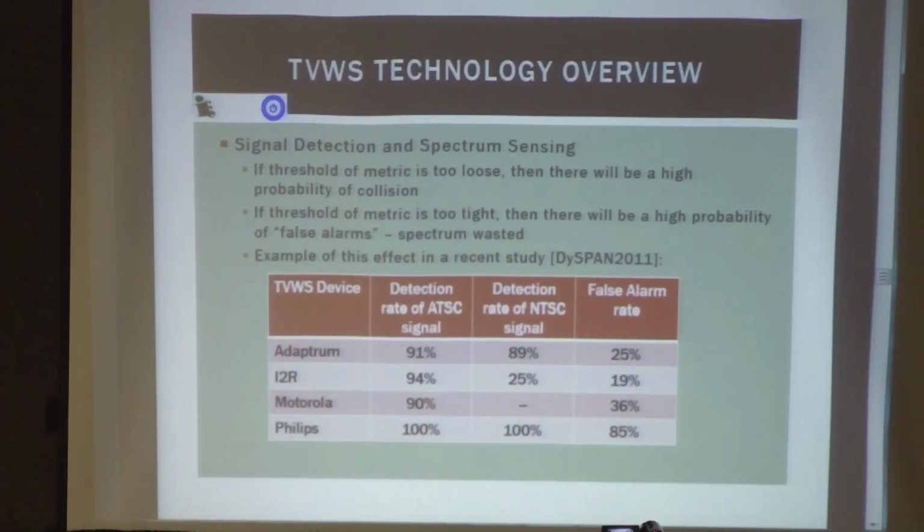False alarm means that there was no TV transmission there, and for some reason the device thought there was a TV signal there. So this example shows you that there's still a lot of room for research and development in the area of signal detection and spectrum sensing.